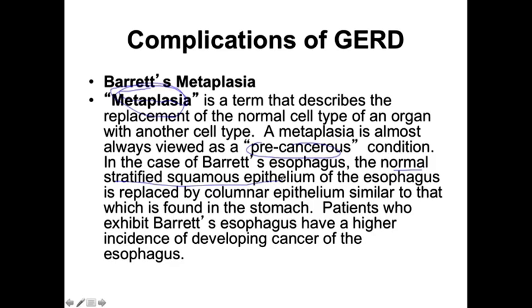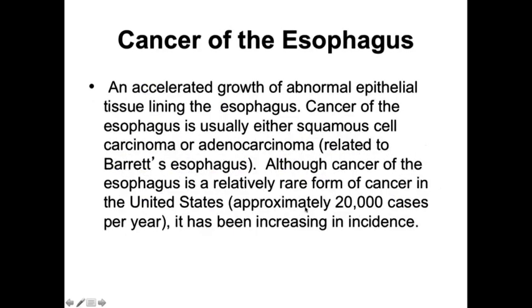But if the lining of the esophagus burns away due to the GERD, it's replaced by columnar epithelium, which is what we have in certain parts of the stomach. So when you have stomach cells moving up into the esophagus, that is metaplasia. That's called Barrett's esophagus, and these people have a higher incidence of developing esophageal cancer.